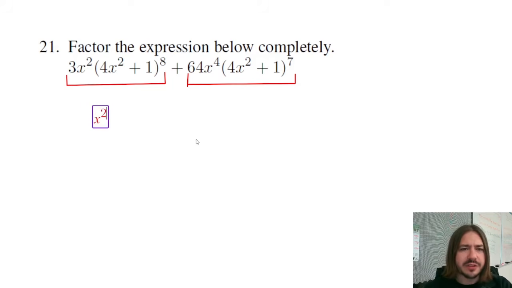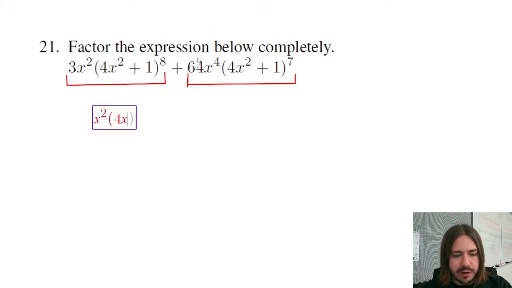64 is not divisible by 3, so there's no coefficient that we can pull out, and x squared is the most number of x's we can pull out of there. Now, if you look at the next part of each expression, it's 4x squared plus 1, and there's 8 of them in this first piece and 7 of them in the second piece, so we can factor out a total of 7. 4x squared plus 1 to the 7th.